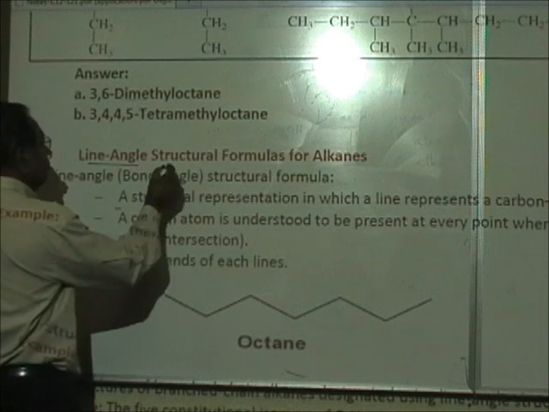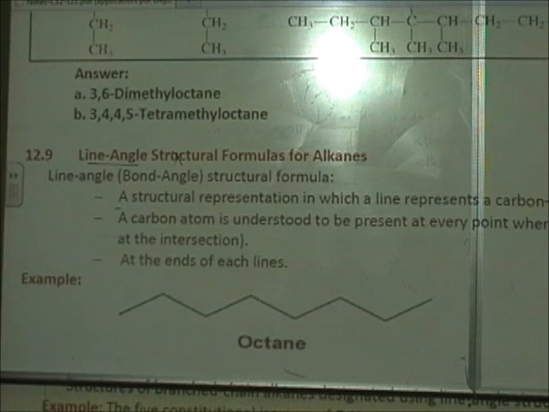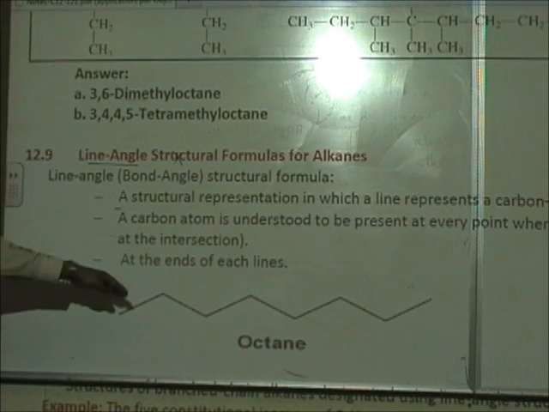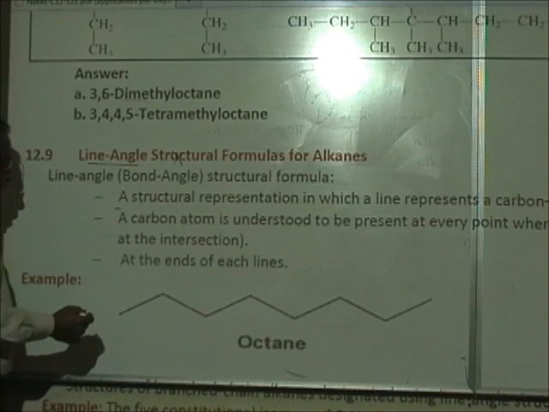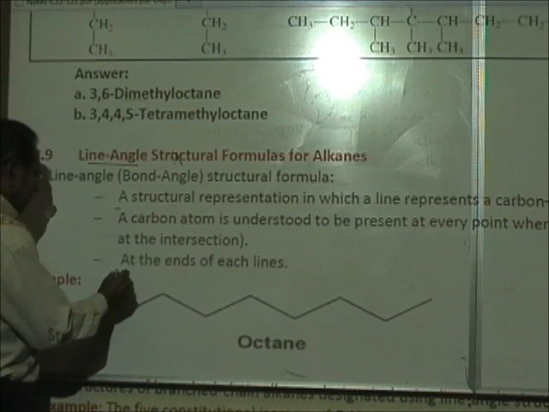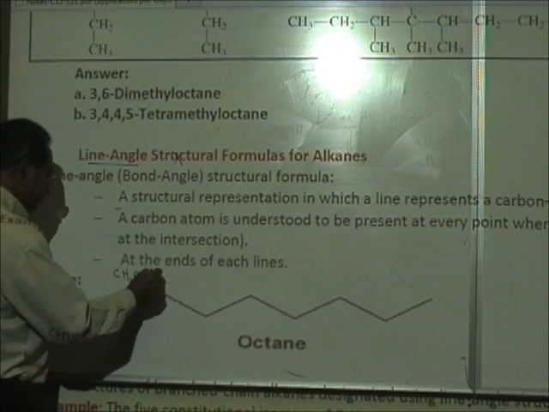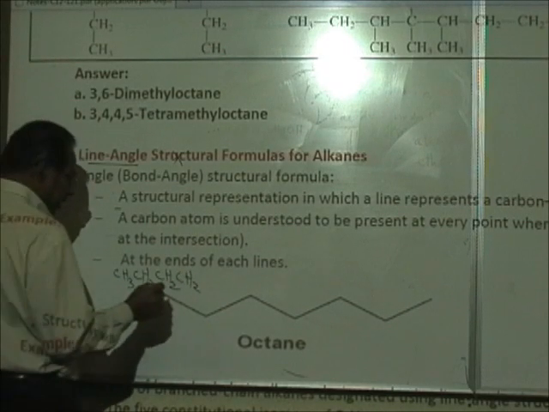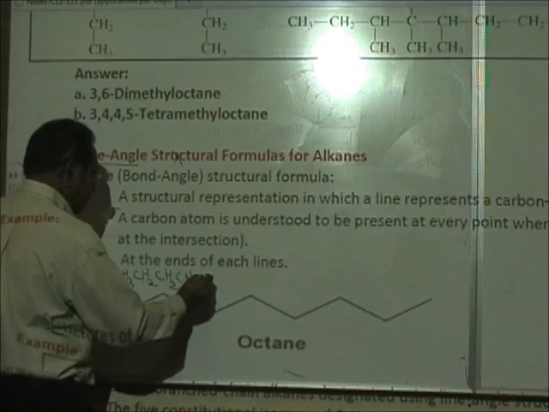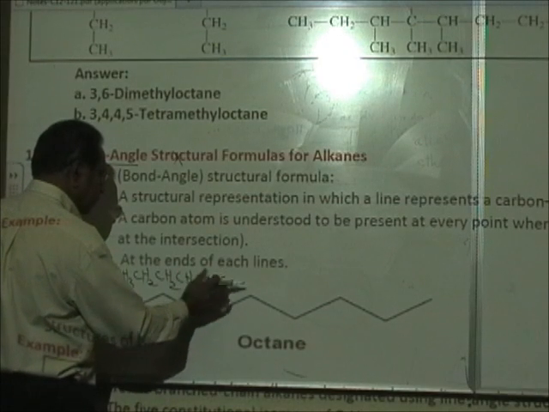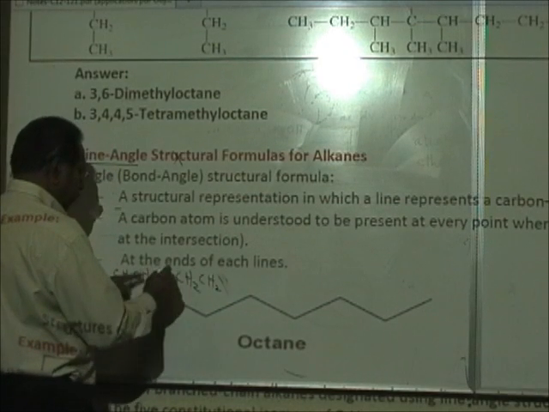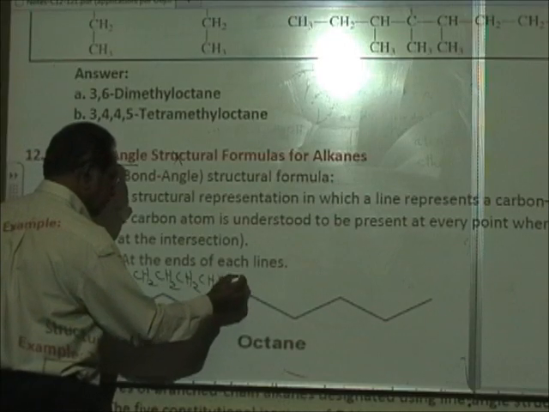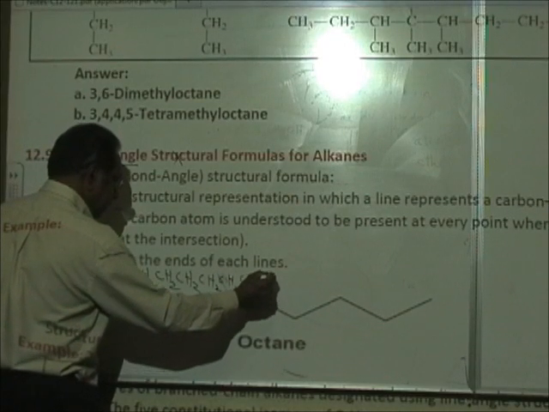There's another way to show structure. Line angle formula, well, sometimes we drop that structural part. Line angle formula for octane is shown here. Okay. Octane is going to be this. Condensed formula is going to be this. How many carbon atoms in octane? 8. 1, 2, 3, 1, 2, 3, 4, 5, 6, 7, 8.